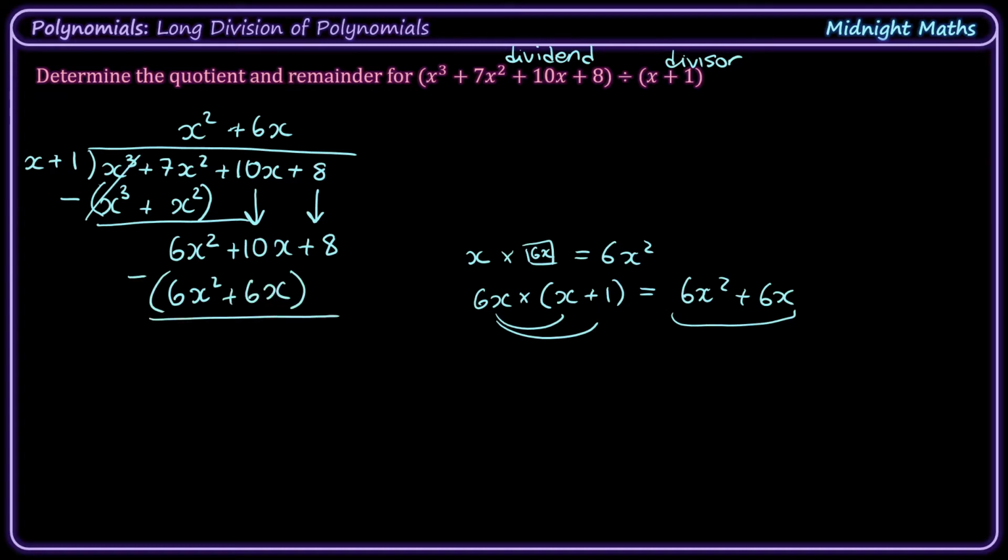Okay? And as you can see, 6x squared minus 6x squared kills off the 6x squared again. So we've basically gone through and crossed off another column. This is fantastic. That's a really good sign. So now we have 10x minus 6x. That should be 4x. And then just drop down the 8 plus 8.